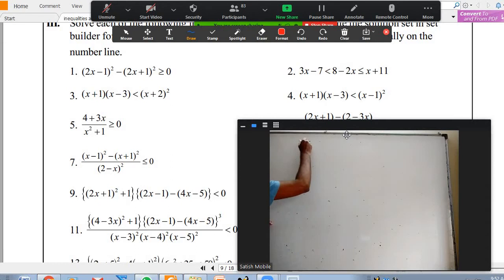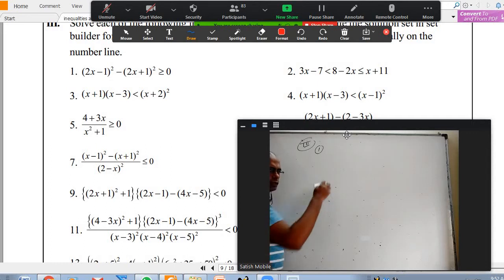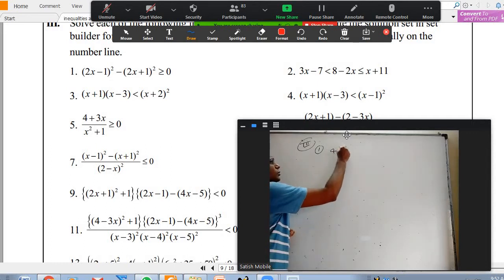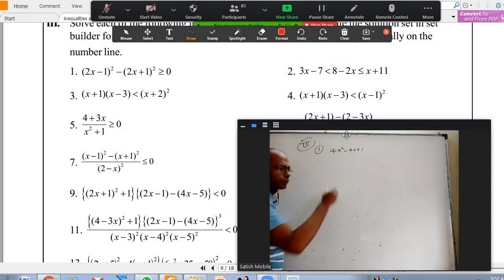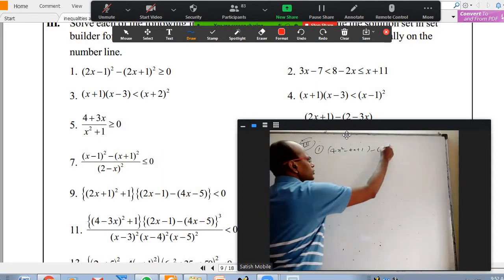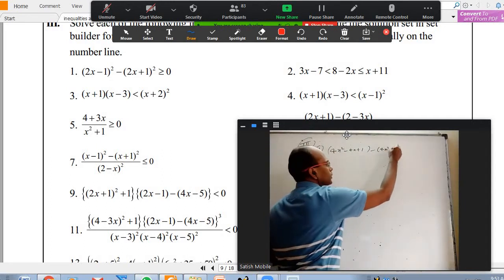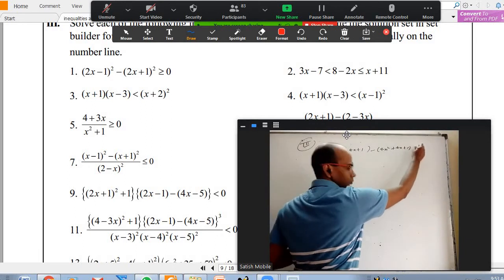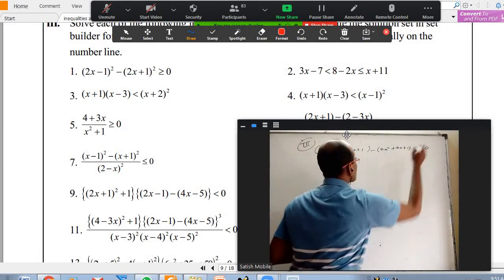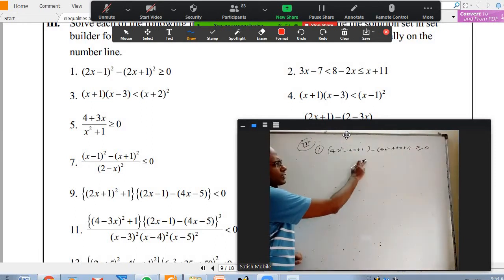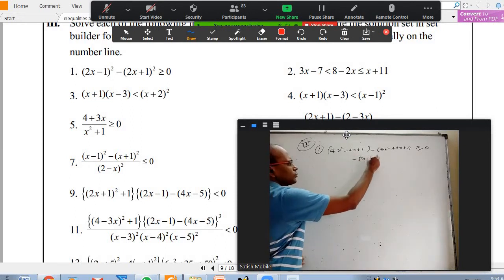Okay, section 3, first question. You can just expand: 4x square minus 4x plus 1 minus 4x square plus 4x plus 1 is greater than or equal to 0. 4x will cancel, 1 also will cancel. I'll simply get minus 8x greater than or equal to 0.